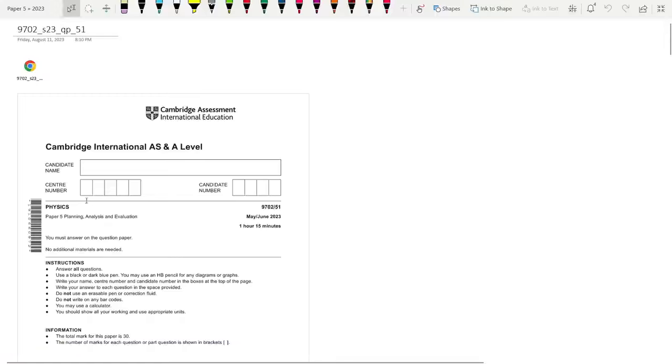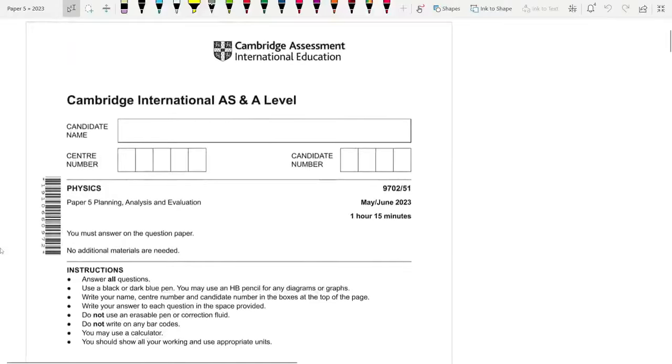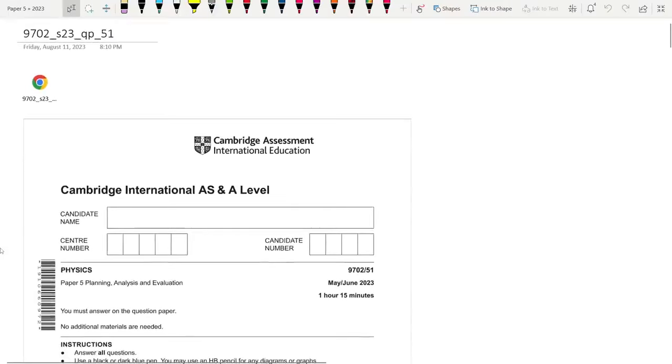Hi everyone, we're solving this physics paper 5 today. This is 9702 paper 5-1 May June 2023 and the time is 1 hour 15 minutes. So before we get started, let's take a look at the threshold.